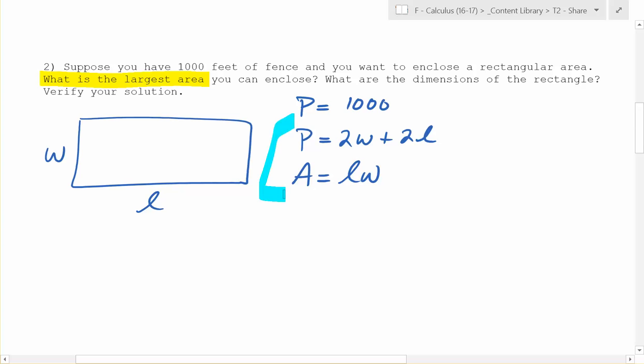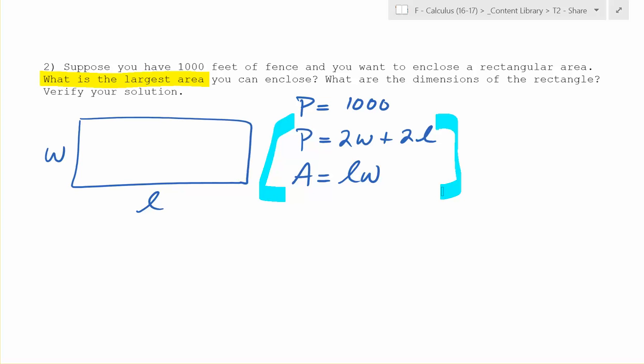We have 2 equations. Which one are we trying to maximize? A equals LW, right? The challenge is L and W. That's 2 variables. We deal with equations that have 1 variable. How do we turn area into a single variable equation? Substitution, right? Absolutely, substitution.